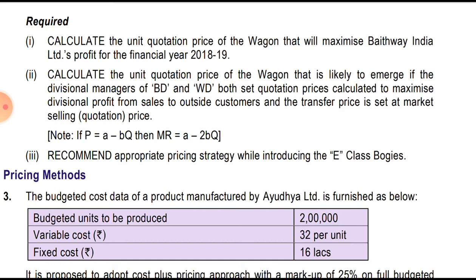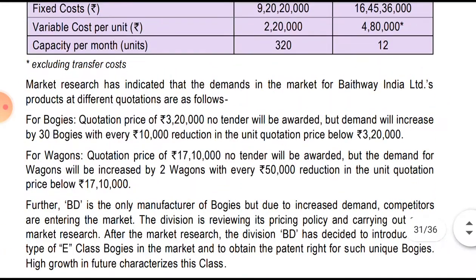So we have to calculate now the selling price at which the profit of the BD will be maximum. For BD to be maximum, we have to apply the same formula in the BD case, that is for the bogie division. So use this first data for calculation, this 3,20,000. So how will it be?